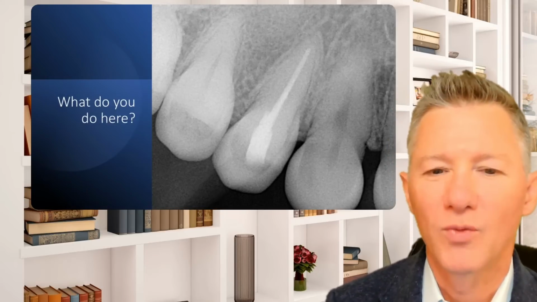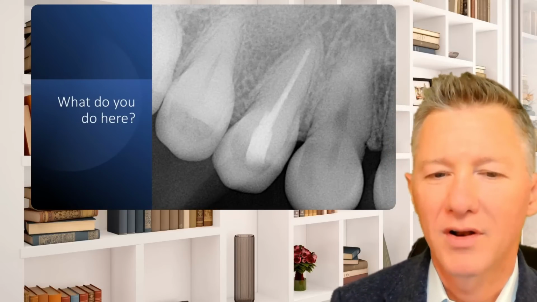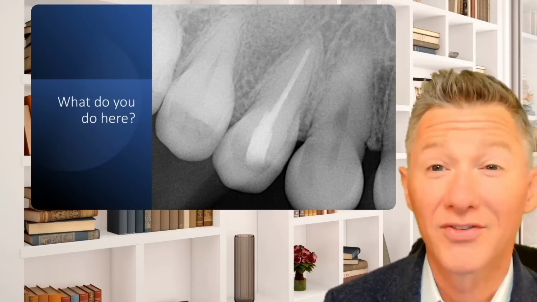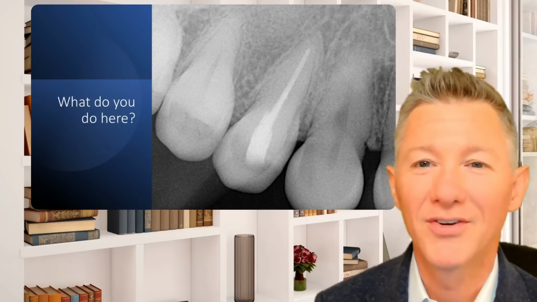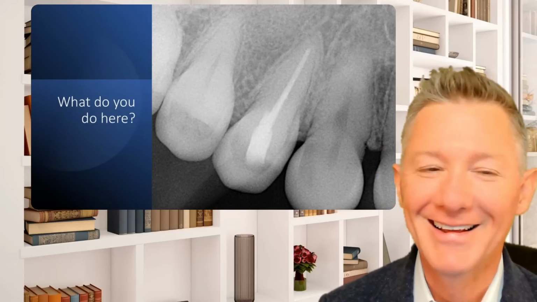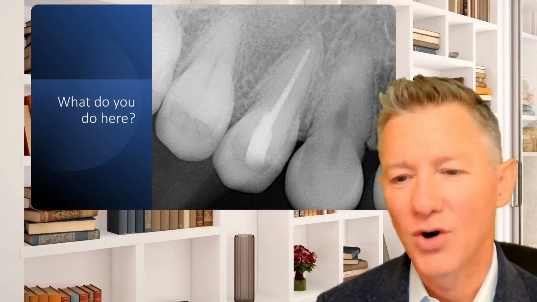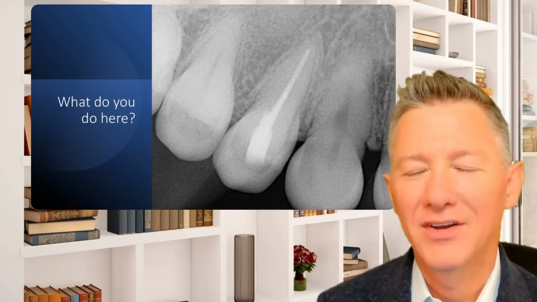Here's an interesting one. I bring up this one, not that there's anything necessarily wrong with this tooth, but we do know that it's a bicuspid and it's had a root canal. And of course, we're all taught that if it's a posterior tooth and it's had a root canal, it needs a crown on it. So you ask the dentist, what would you do here?